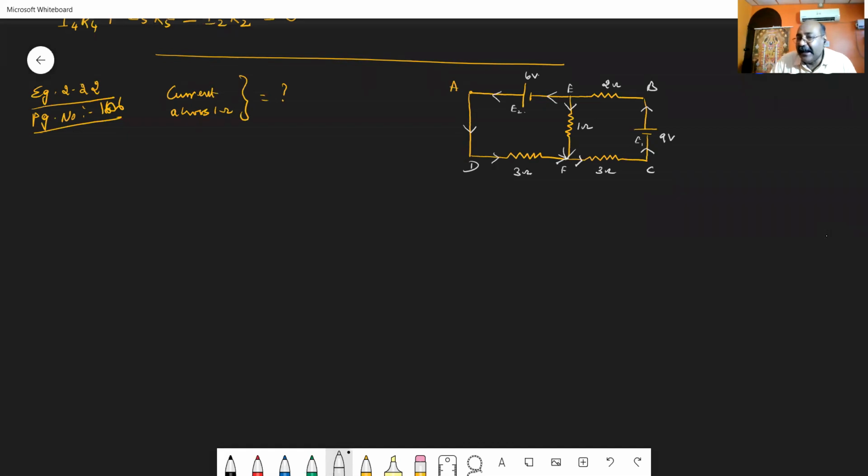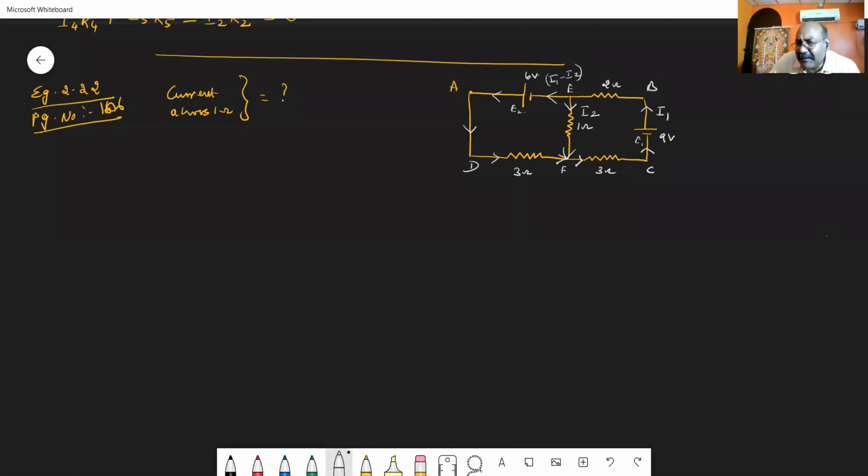For this, I am giving names. The current that is coming out, I am writing as I1. When this current I1 reaches this point E, a part of the current flows through this 1 ohm. I am taking it as I2. Then what will be this current? The current that is flowing through this will be I1 minus I2. Am I correct? Or I can write it as I3.